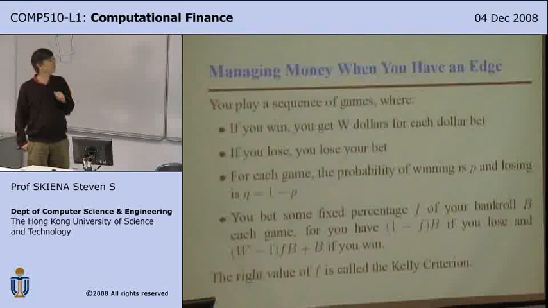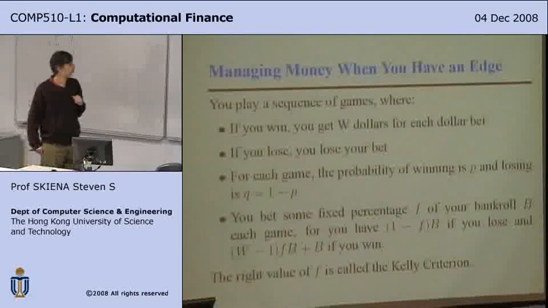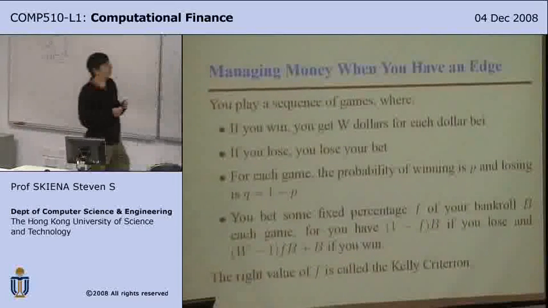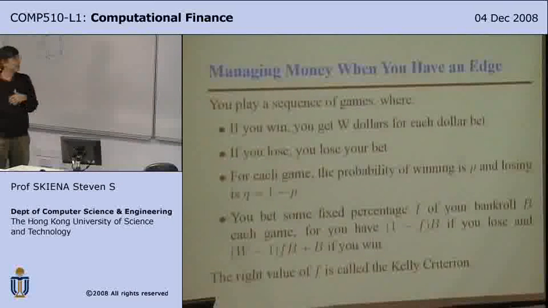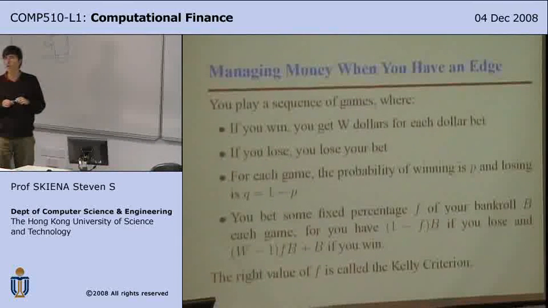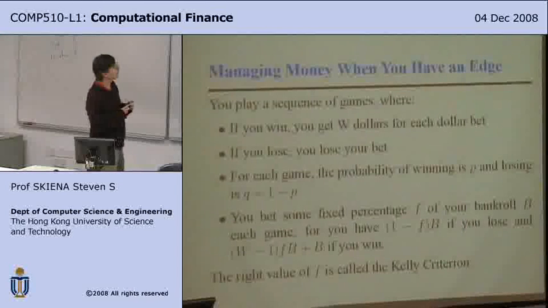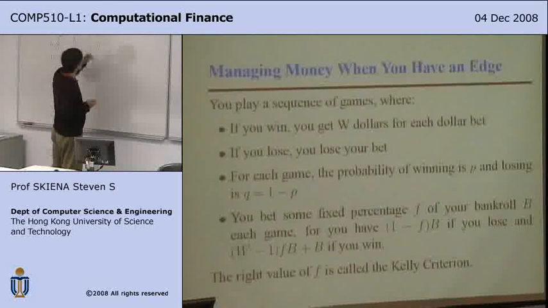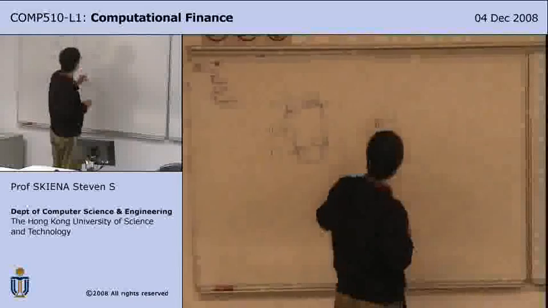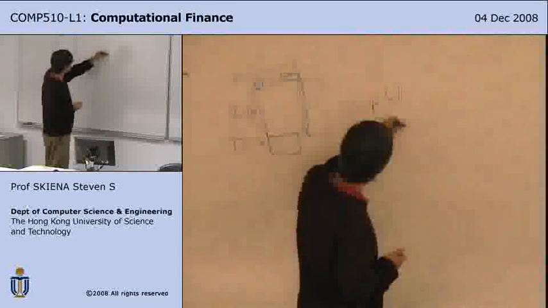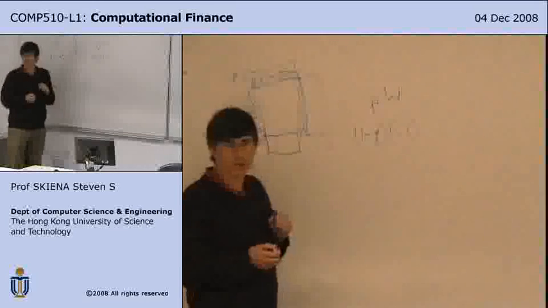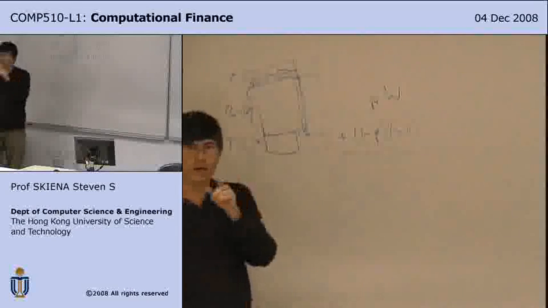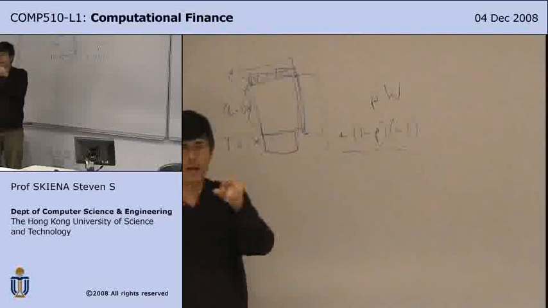If you lose your dollar, the probability of winning is P, and therefore the probability of losing is 1 minus P. And let's say that it's a favorable world. What would a favorable world be? If you win, you have a probability P of winning W dollars, and a probability of 1 minus P of losing $1. So long as the sum of this thing is positive, you have a game that is in your interest to play. Does everybody get that idea?